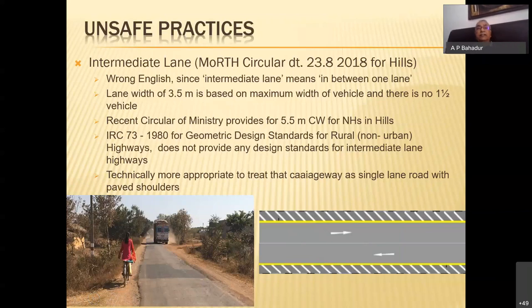Now, this intermediate lane concept had come sometime in 1973, when there was an acute shortage of bitumen and there was a problem of funding for roads. But now, I think we cannot rewrite history. Whatever we are asking for or talking of as a new development should always be minimum two lane.